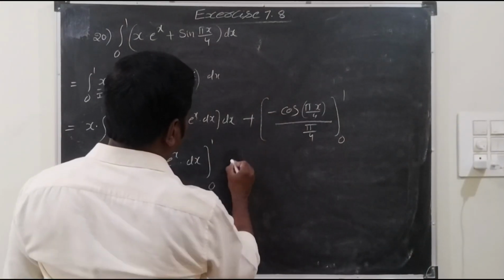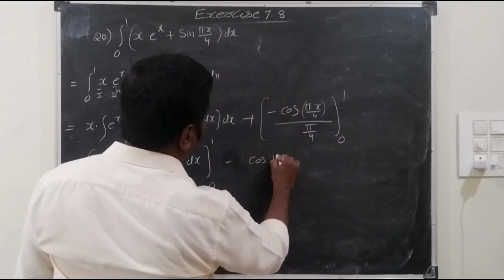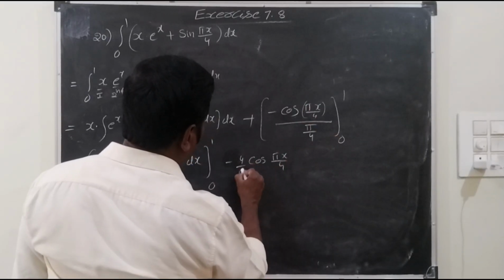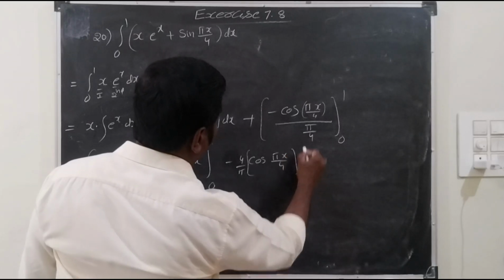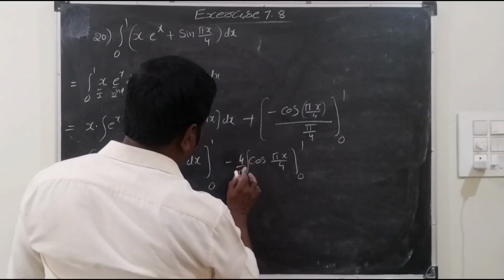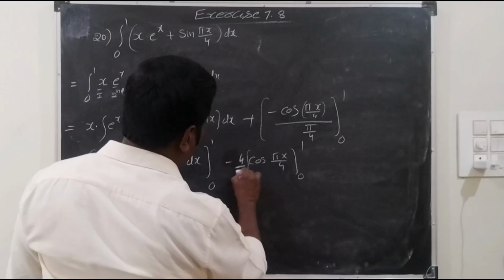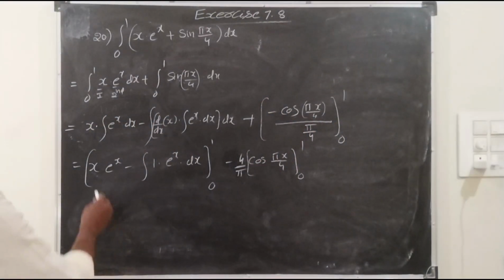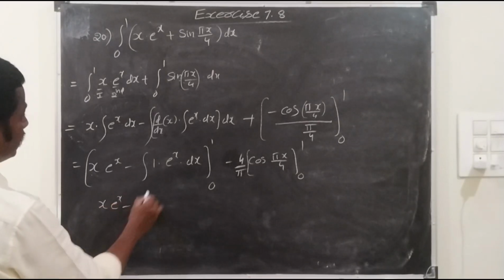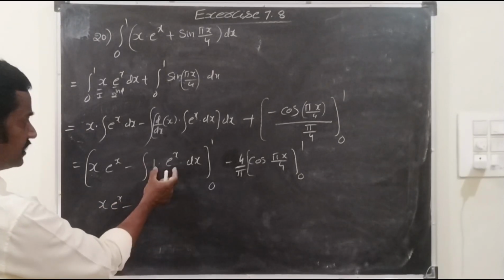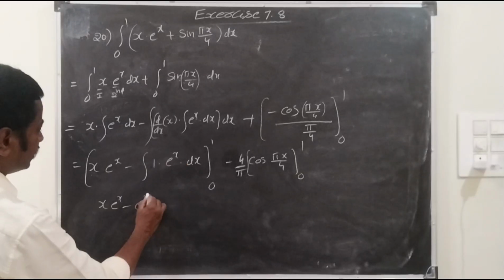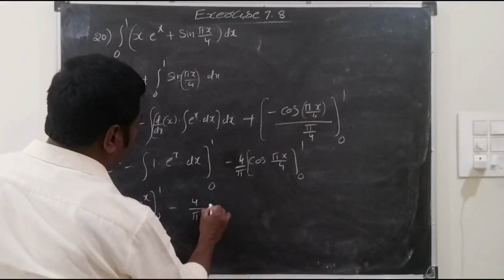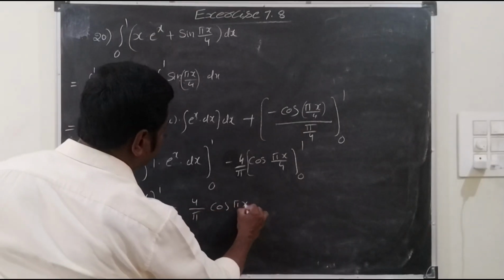Here plus or minus, we can write minus cos pi x by 4. Pi by 4 becomes reciprocal, 4 by pi. Limits we can apply for only this term because 4 by pi is a constant, no effect of the limits. Pi by 4 when made reciprocal becomes 4 by pi. Now x into e power x: 1 into e power x, integral of e power x is just e power x. Limits are 0 to 1, minus 4 by pi cos pi x by 4.